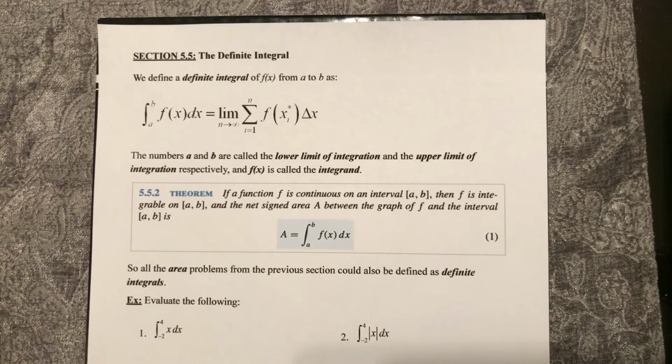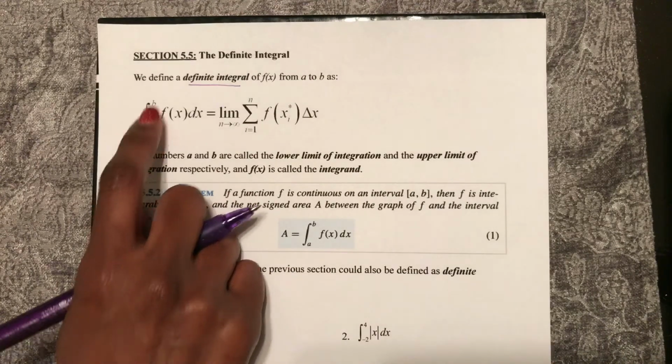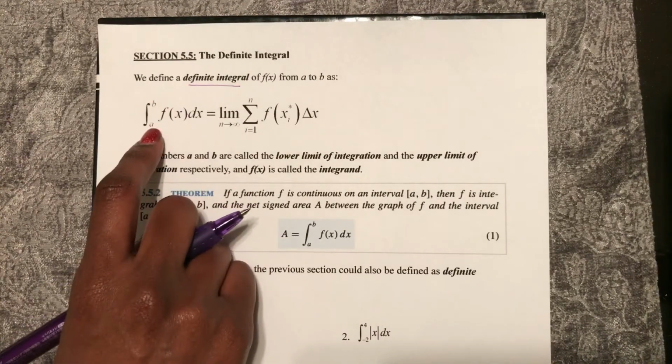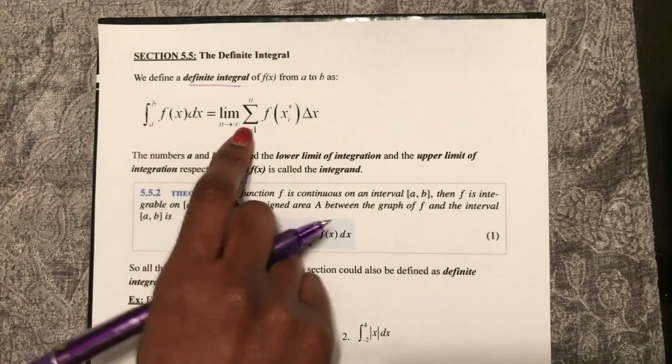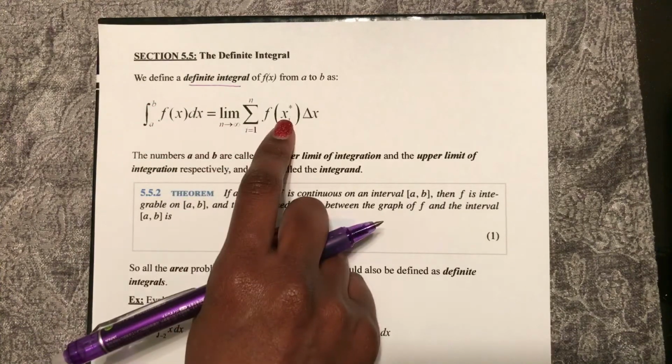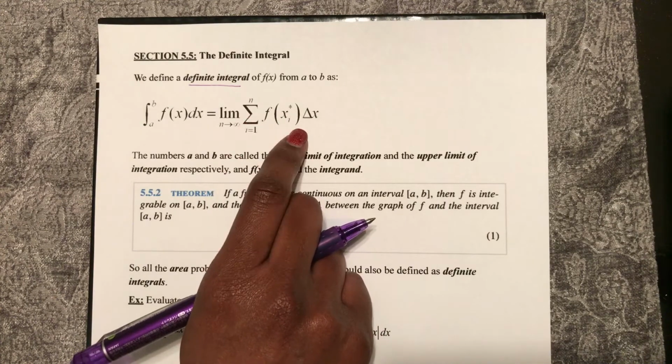So now we're getting into section 5.5, the definite integral. This is a very important vocabulary word. The definite integral is the integral, now that we'll have numeric values from a to b, of a function f of x, defined to be the area under the curve from a to b.